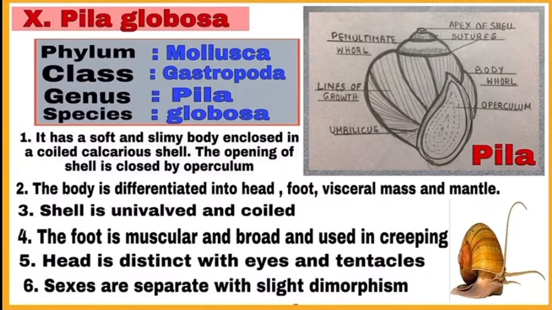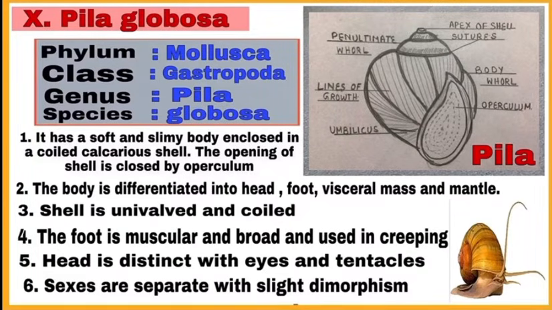Next is Pila globosa. It belongs to phylum Mollusca and class Gastropoda. Now see the characteristic features of it. It has a soft and slimy body enclosed in a coiled calcareous shell. The opening of the shell is closed by operculum.